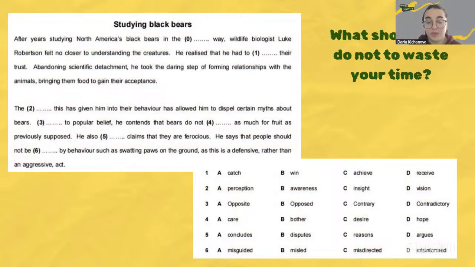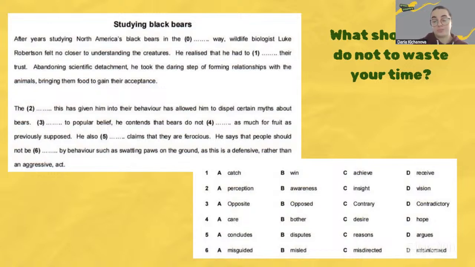After that, if you need, it is an optional task. You need to quickly read the text and catch the main idea of the topic. So there we can see that the biologist likes bears and doesn't think that they are scary. And now we are moving to the questions.